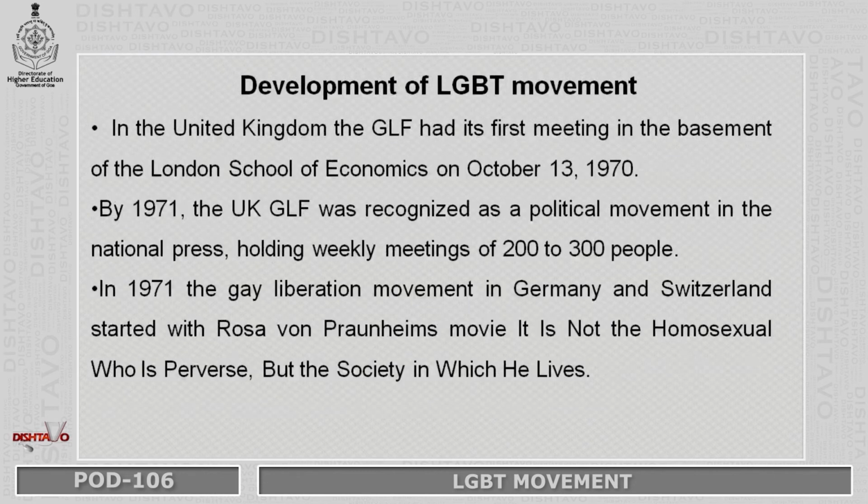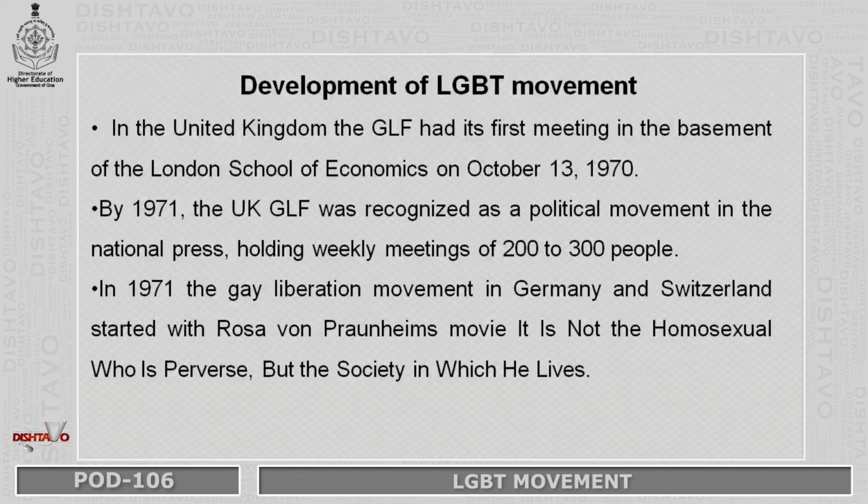So when we are talking further about the LGBT movement, it started off in the US, and now let us see how it spread worldwide. In the United Kingdom, the Gay Liberation Front had its first meeting in the basement of the London School of Economics on October 13, 1970. By 1971, the UK Gay Liberation Front was recognized as a political movement in the national press, holding weekly meetings of 200 to 300 people. So slowly, the people were recognizing this.